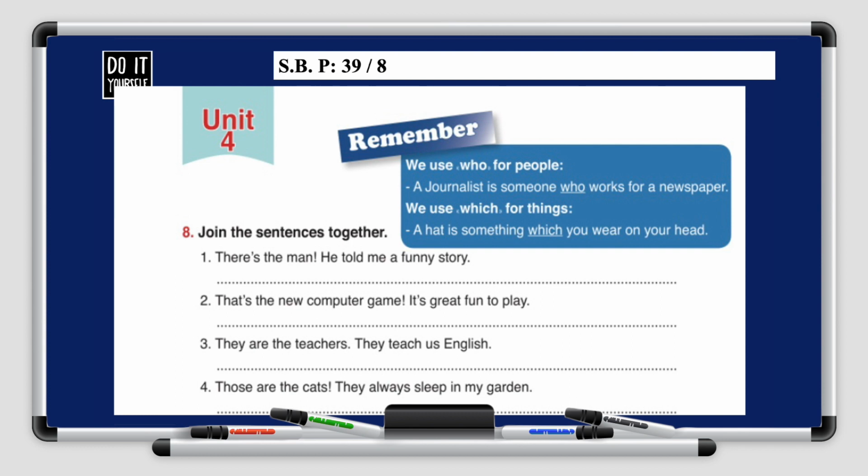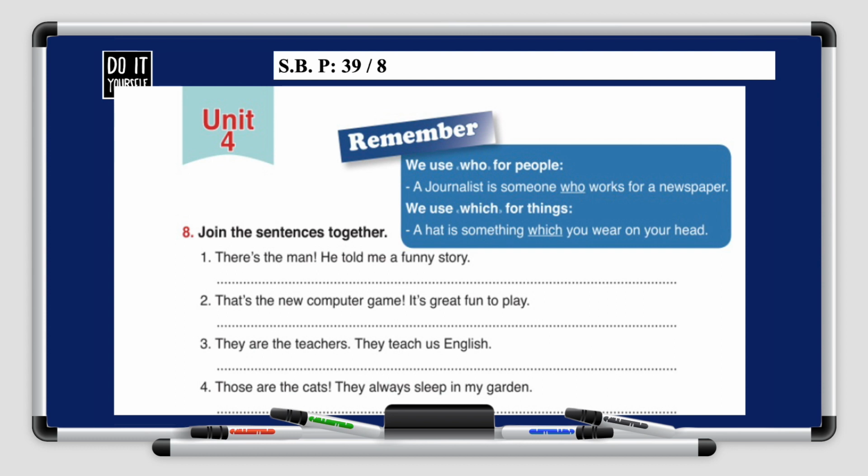Now, you can also do your student book, page 39, exercise 8. Join the sentences together. Remember, we use who for people. A journalist is someone who works for a newspaper. We use which for things. A hat is something which you wear on your head. 1. There's the man. He told me a funny story.